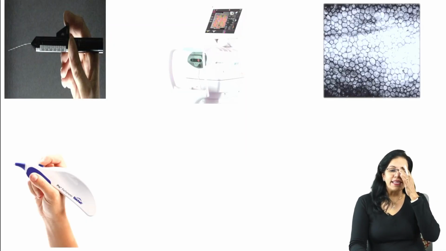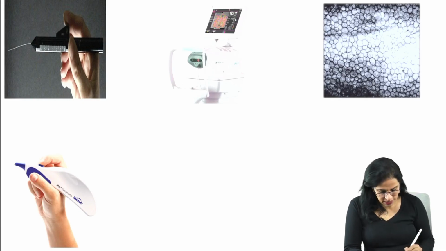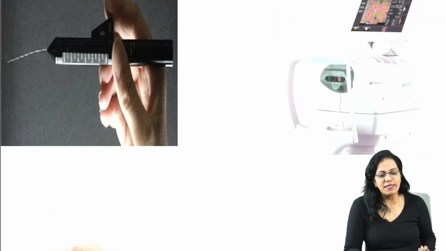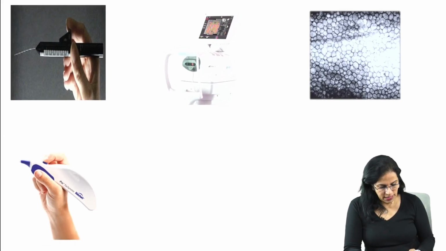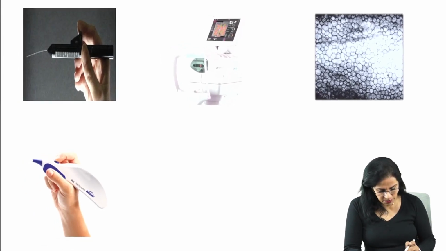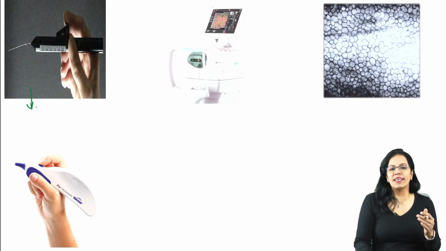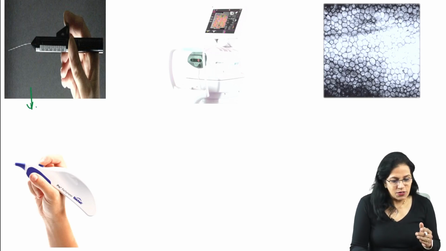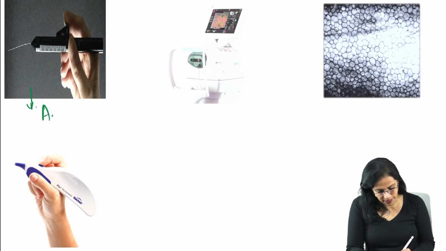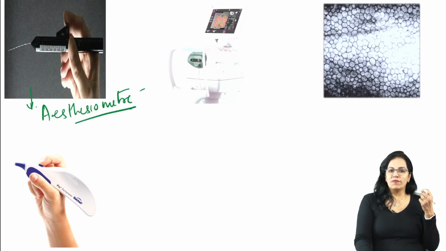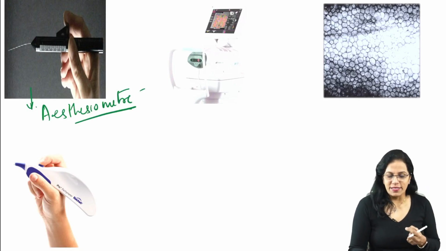So coming to slide number 1, what do you see here? What is this instrument? Please don't get confused. This is your aesthesiometer. What is an aesthesiometer? To see the corneal sensation. So here are some questions related to cornea. First, investigations related to cornea, right? So this is your aesthesiometer. How to take the sensation? Most commonly, how do you do it? With the cotton wisp, but you can do it with this instrument as well.